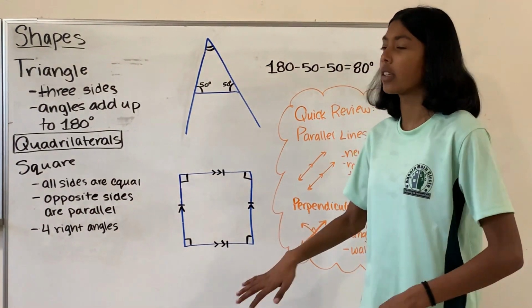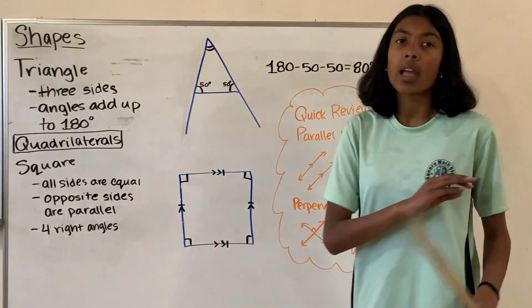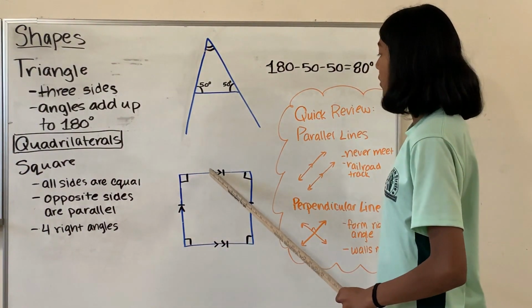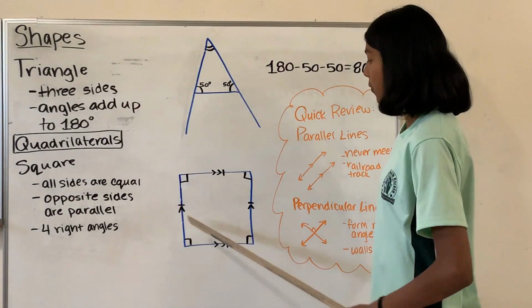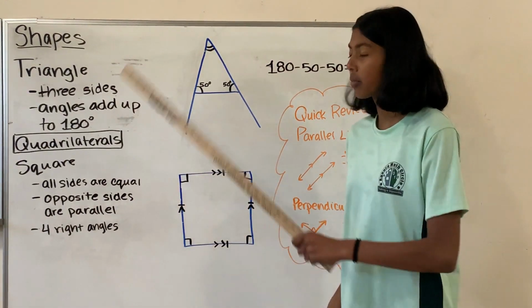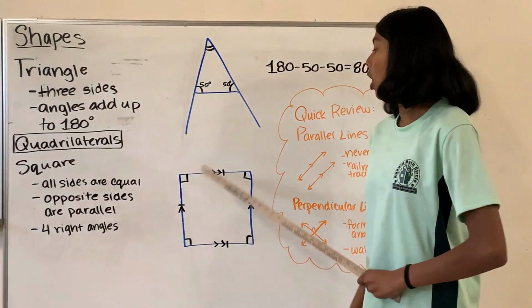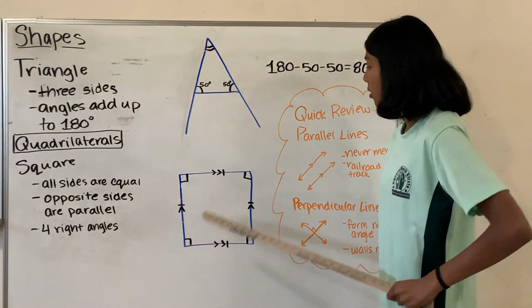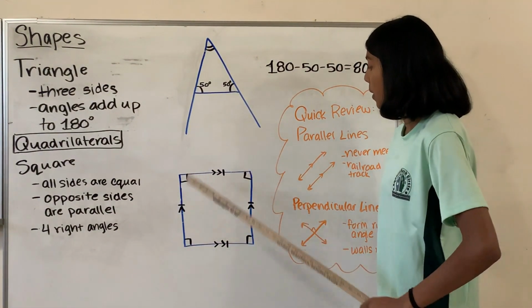I just suck at drawing, so it might be a bit hard to see. Anyways, so if this is 4 units, this is 4, this is 4, and this is 4. Cool. And then its opposite sides are parallel. So this is parallel to this, and this is parallel to this.